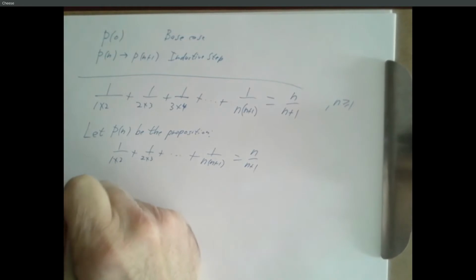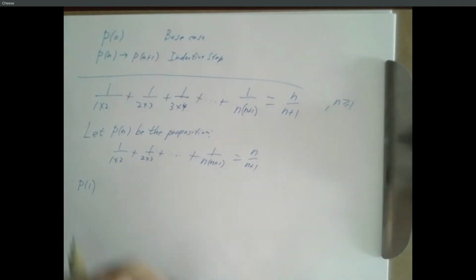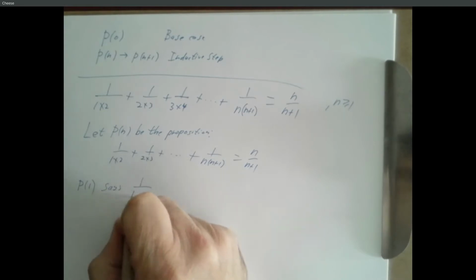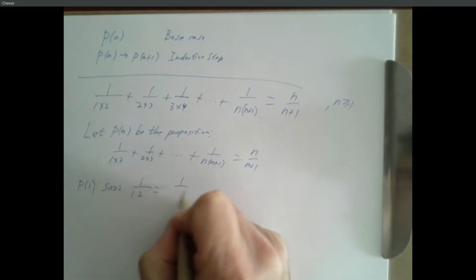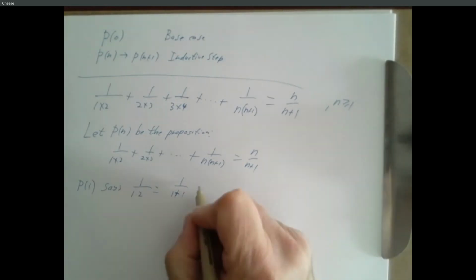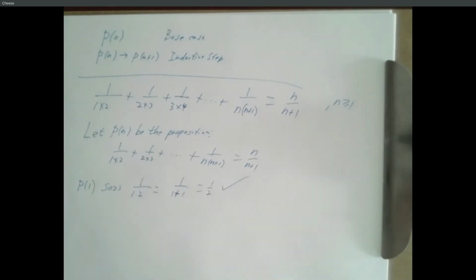So now we can do your base case. P of 1 says 1 over 1 times 2 equals 1 over 1 plus 1. And both of those sides are equal to 1/2. So that's definitely true. So P of 1 is true.